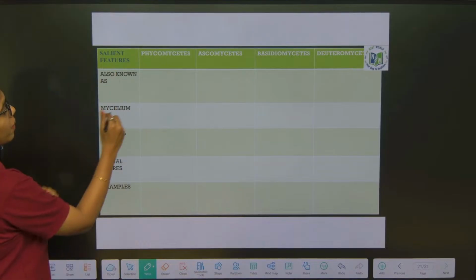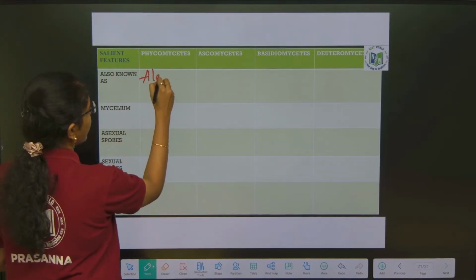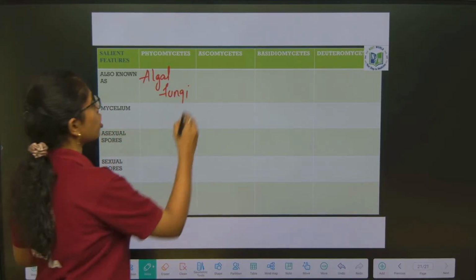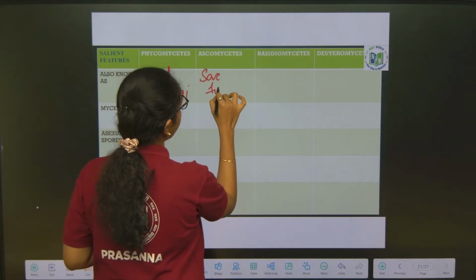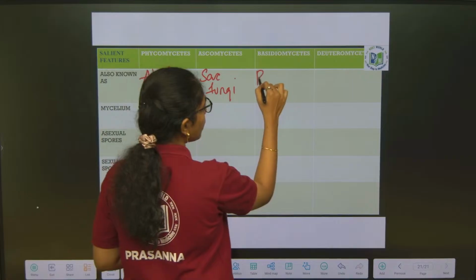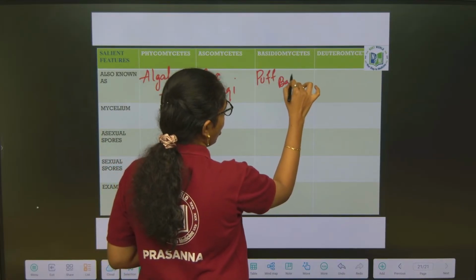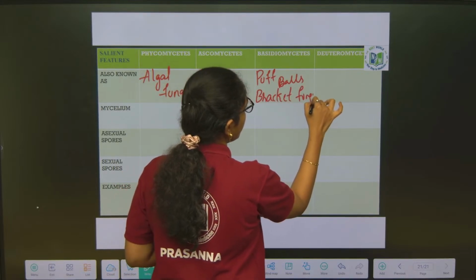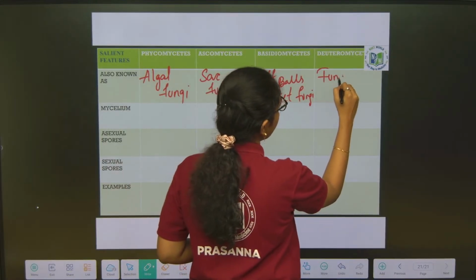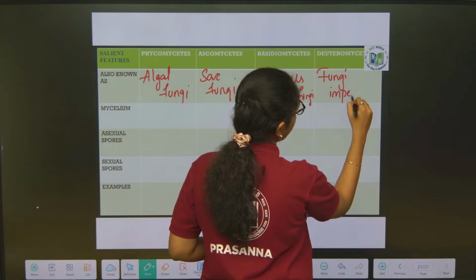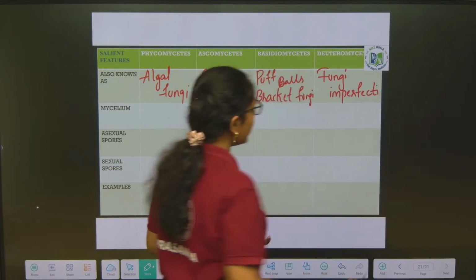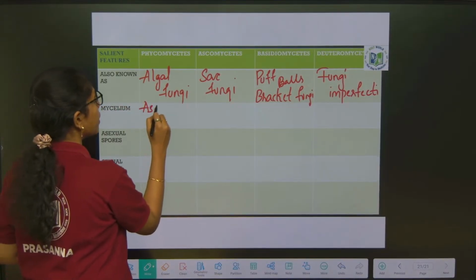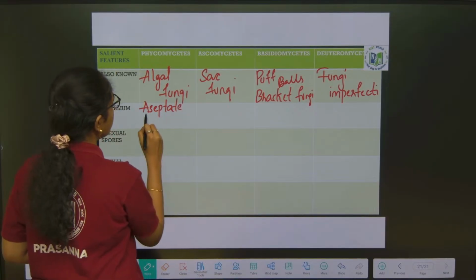Phycomycetes is also called as algal fungi, right? Ascomycetes is also called as sac fungi. Basidiomycetes most commonly called as puff balls or bracket fungi. Deuteromycetes is called as fungi imperfecti. Clear, right? And mycelium, if you look into Phycomycetes, this is aseptate and cenocytic.